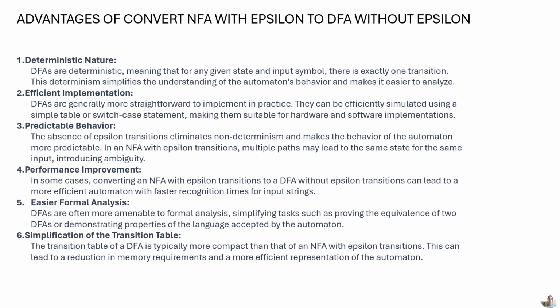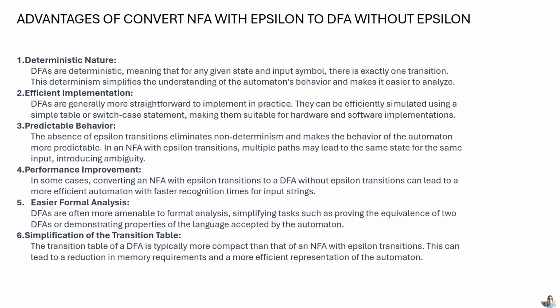Performance improvement: in some cases, converting an NFA with epsilon transitions to a DFA without epsilon transitions can lead to a more efficient automaton with faster recognition times for input strings. Easier formal analysis: DFAs often enable formal analysis, simplifying tasks such as proving the equivalence of two DFAs or demonstrating the properties of the language accepted by the automaton.